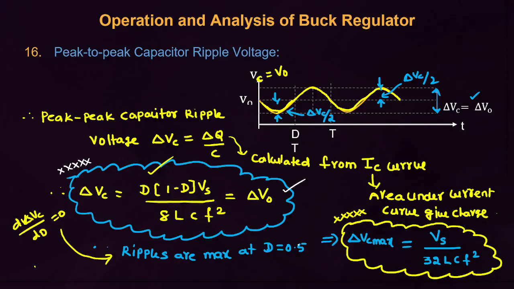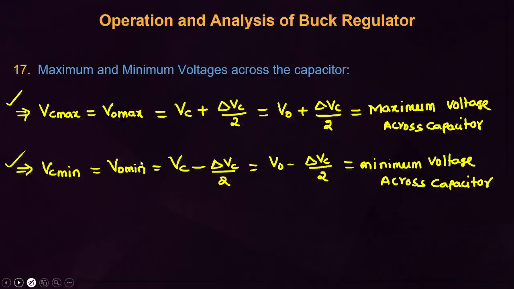Where are the ripples maximum? Capacitor ripples are also maximum at duty cycle equal to 0.5. What is the maximum value of capacitor ripple voltage, friends? The maximum value of capacitor ripple voltage equals Vs by 32 L C F squared. That is the maximum capacitor ripple voltage.